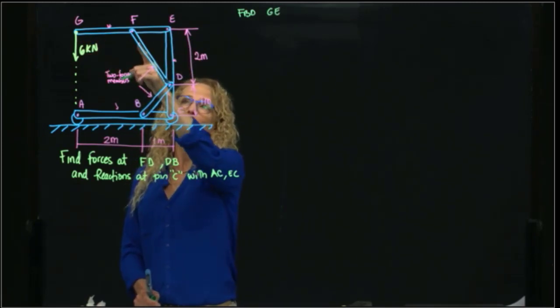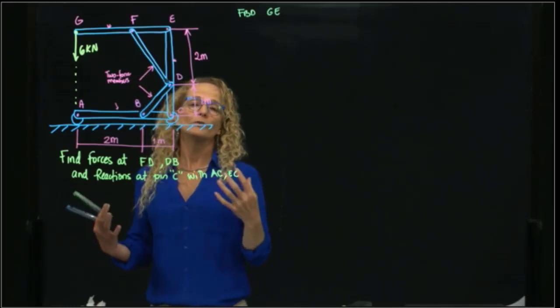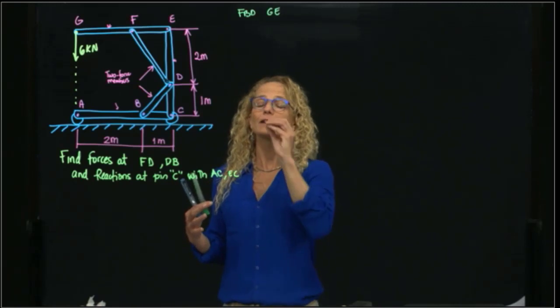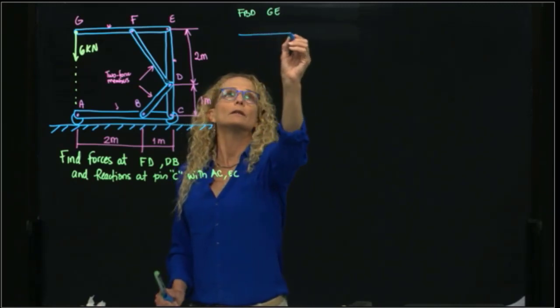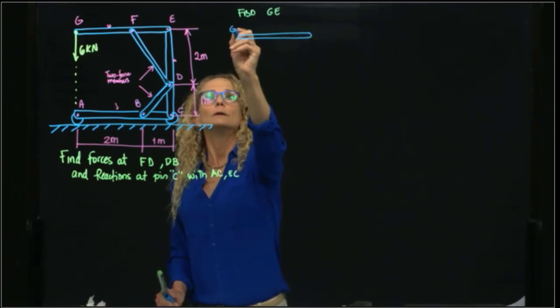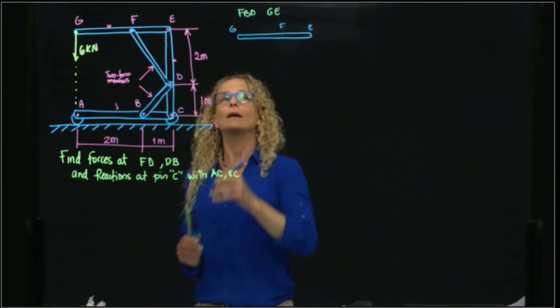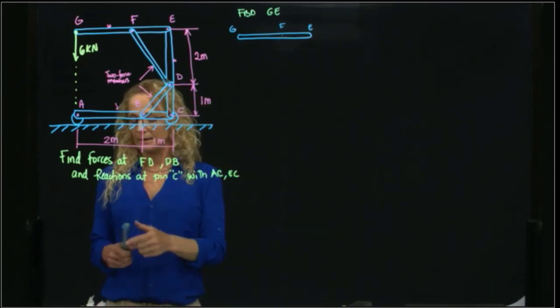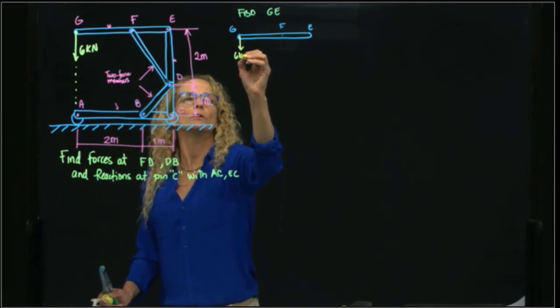Never cut the member when it has a pin over here, for example, at F, because you will find internal forces, not the forces of the pins. So if we draw this free body diagram of G, E, here we have a pin at F, we have the external force, which is 6 kilonewtons.